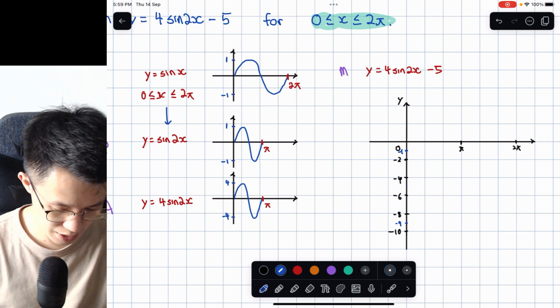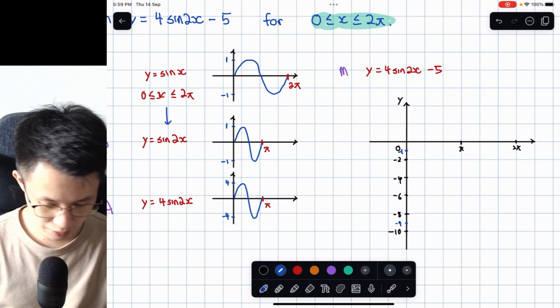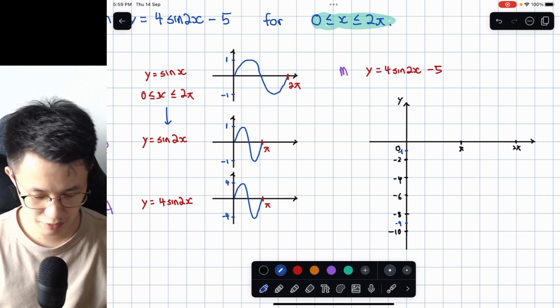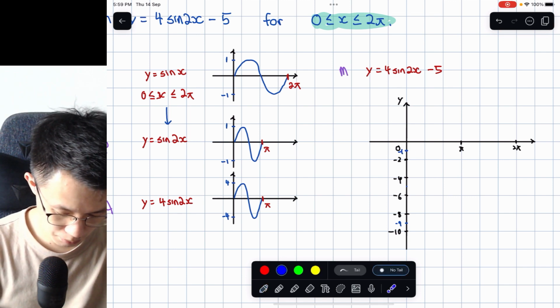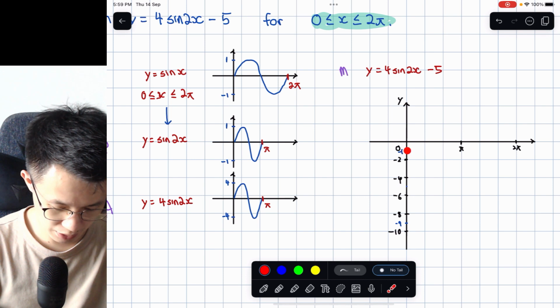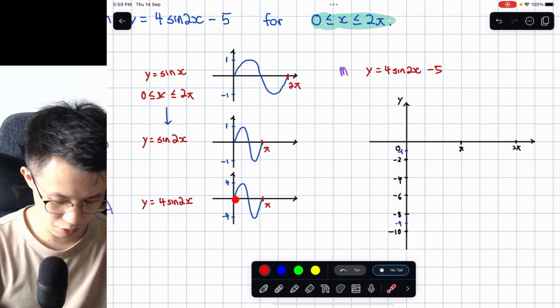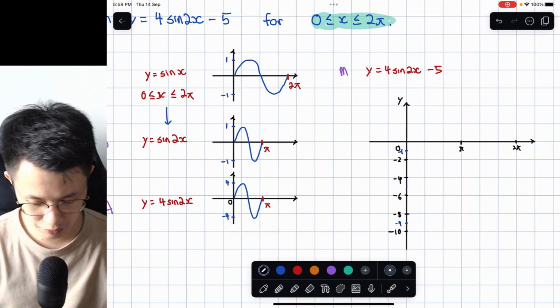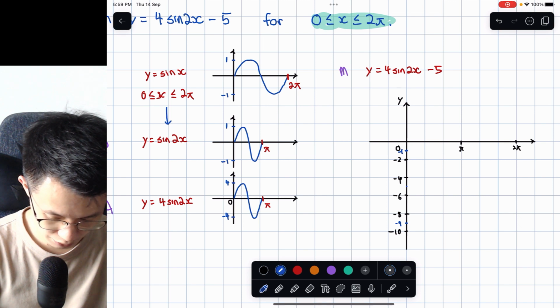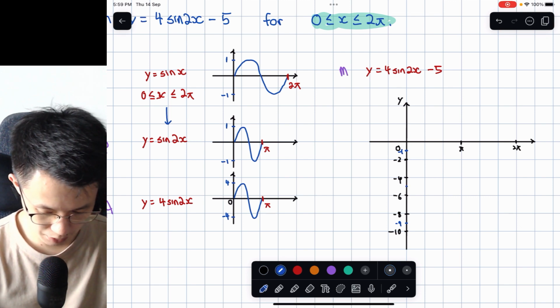So if I decrease the entire function of 4 sine 2x minus 5, this means my maximum point will now be negative 1, minimum point will be negative 9, and this middle, it starts from the origin, right? So if you look here, it starts from the origin. It will now start from negative 5 here.